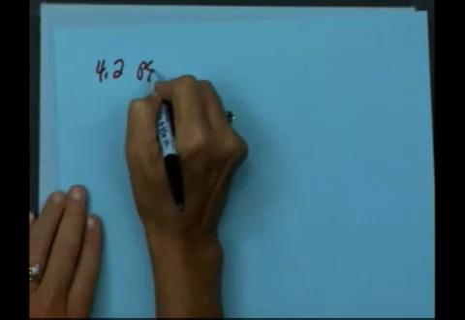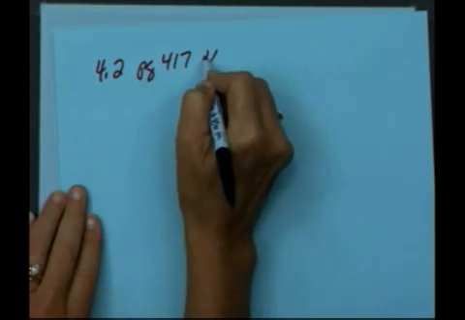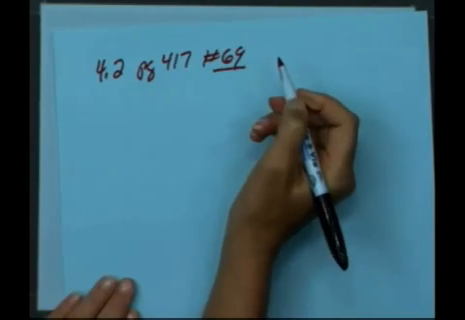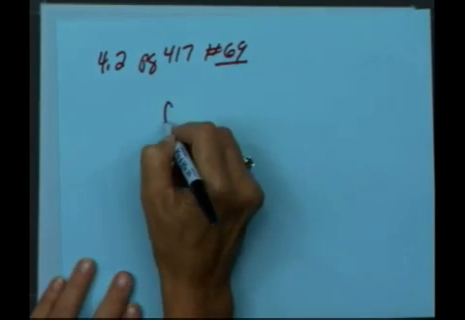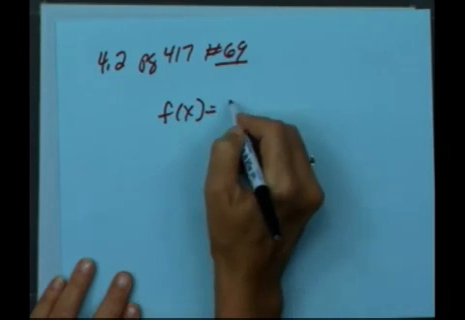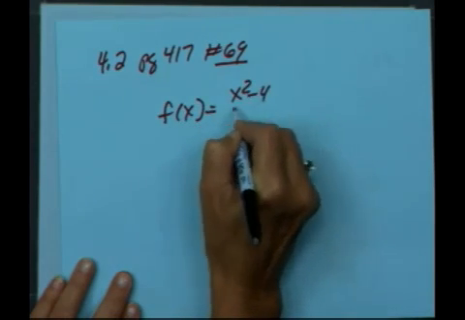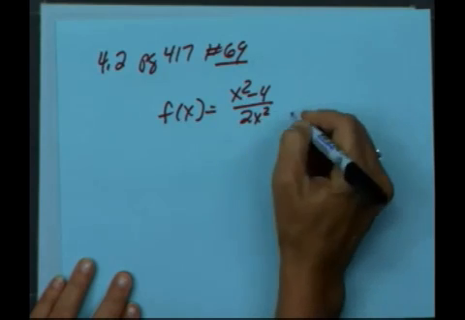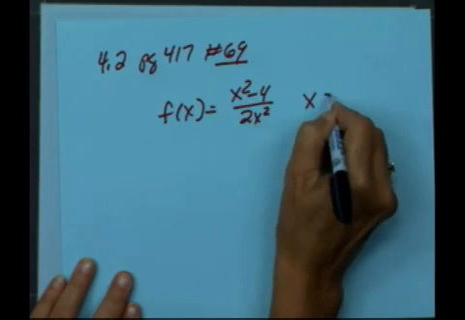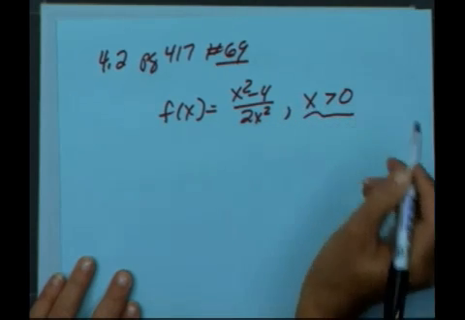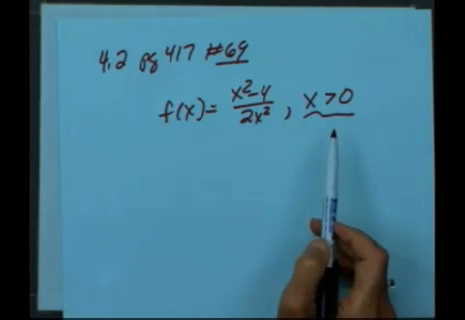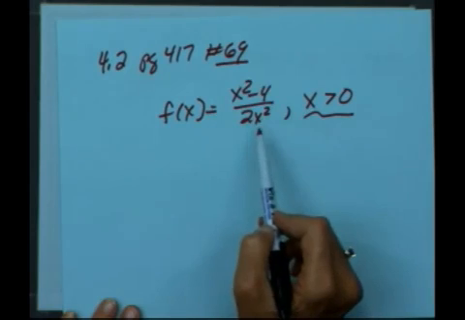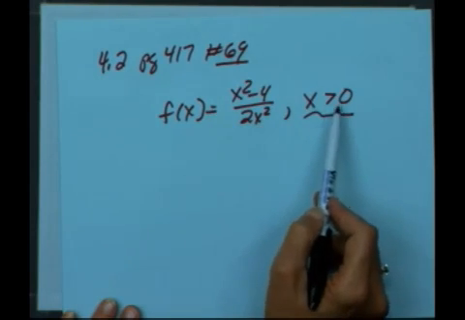Okay, we're on section 4.2, page 417, number 69. Number 69 says f of x equals x squared minus 4 over 2x squared, with x greater than 0. This has a restricted domain to begin with because the function would not have been one-to-one without that restriction.